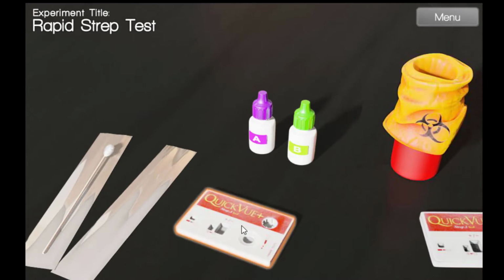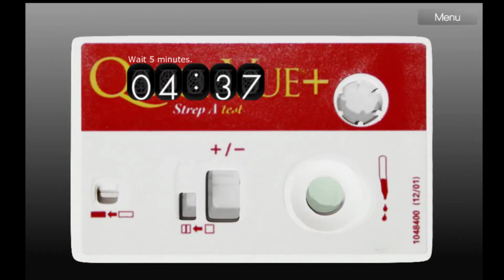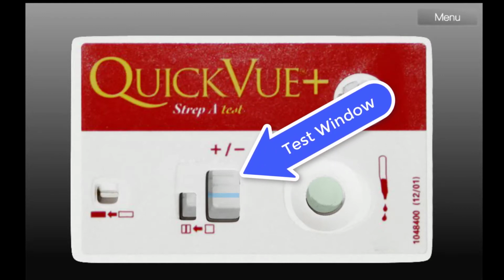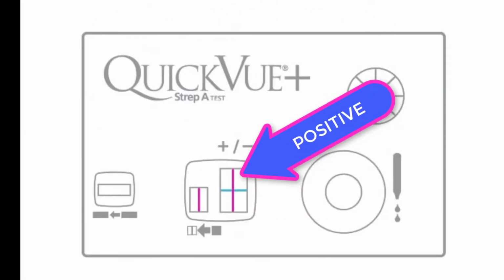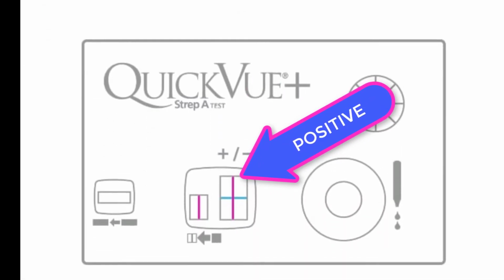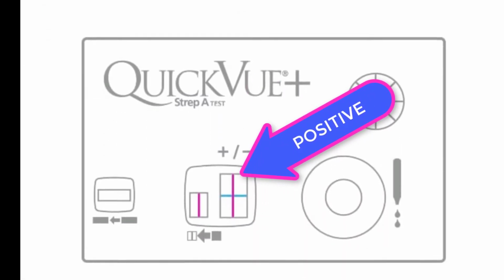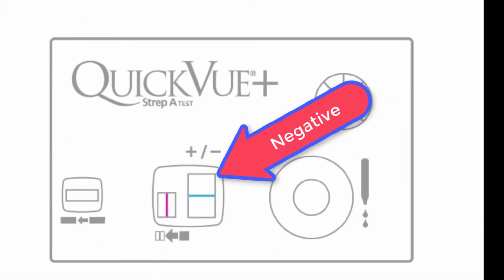Now we can observe the cassette and watch for the appearance of vertical and horizontal lines in the 3 windows. The first, or far right, is the test window. A positive result will yield a pink vertical line over a blue horizontal line to form a plus sign. Negative would be a blue horizontal line to only form a negative sign.